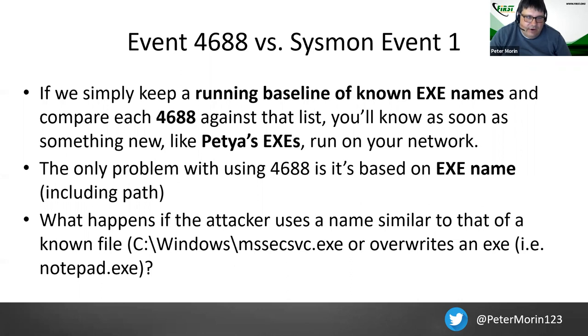So what happens if the attacker uses a name similar to that of the known file or overwrites an EXE? What if they're running it as notepad.exe? They've overwritten notepad.exe and they're running their malware as notepad.exe. Well, it's not going to show up in my abnormal list. It's going to show up in my baseline list because notepad.exe is normal. So the minute somebody runs notepad, I get a 4688 event and it matches my list of known EXE names. Well, I'm never going to know about it, right? So being able to identify malicious processes based on the name alone is not sufficient, correct?